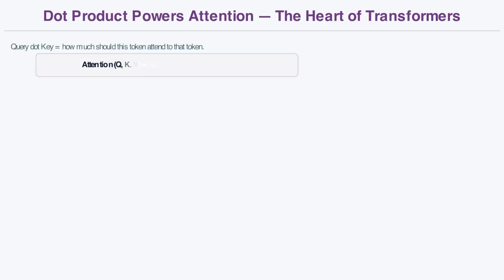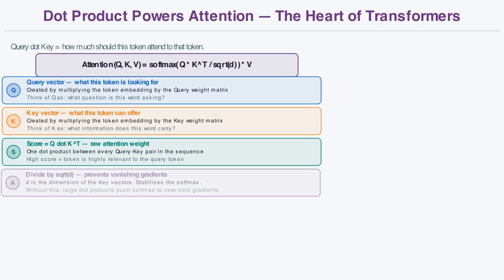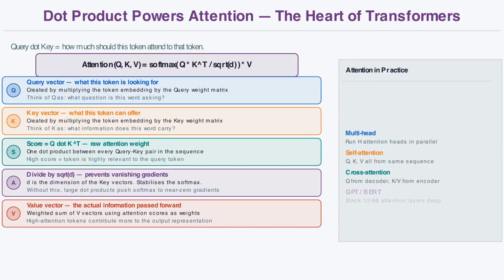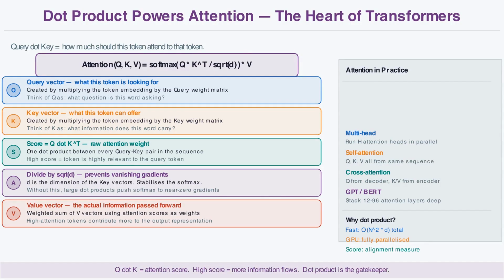The attention mechanism is the architectural innovation that powers GPT, BERT, and essentially every large language model in use today. And at its heart is the dot product. Here is the core formula: attention of Q, K, V equals softmax of Q times K transpose, divided by the square root of d, times V. Let me unpack each piece.